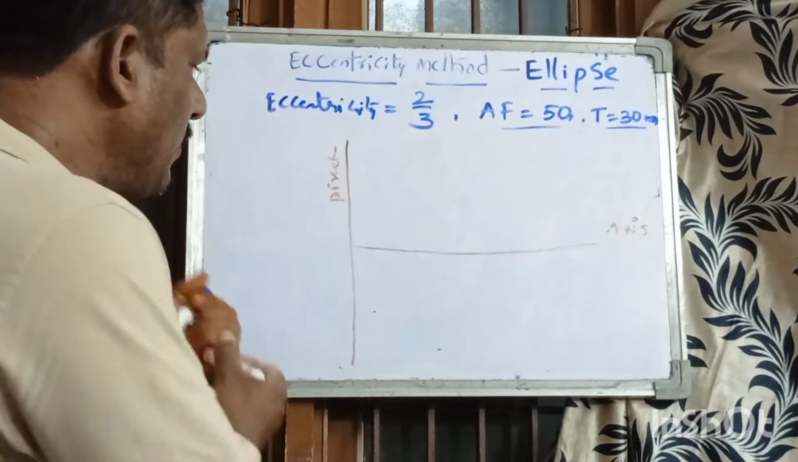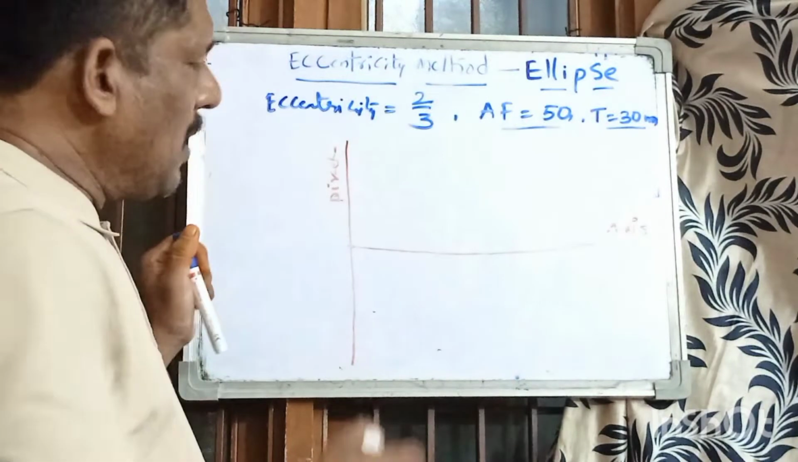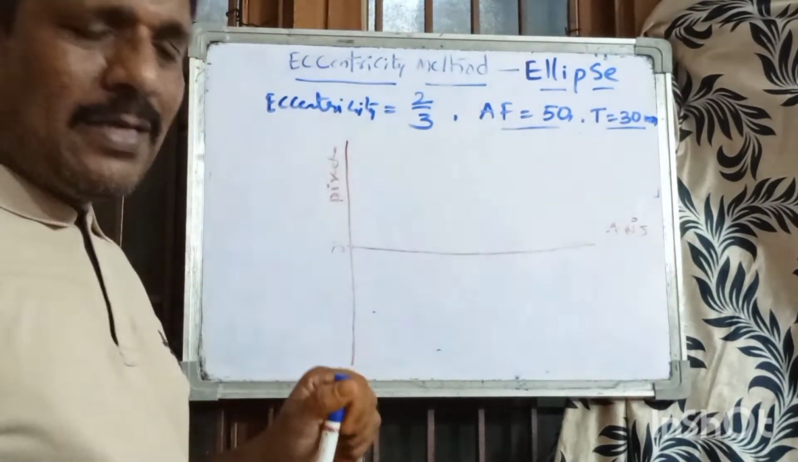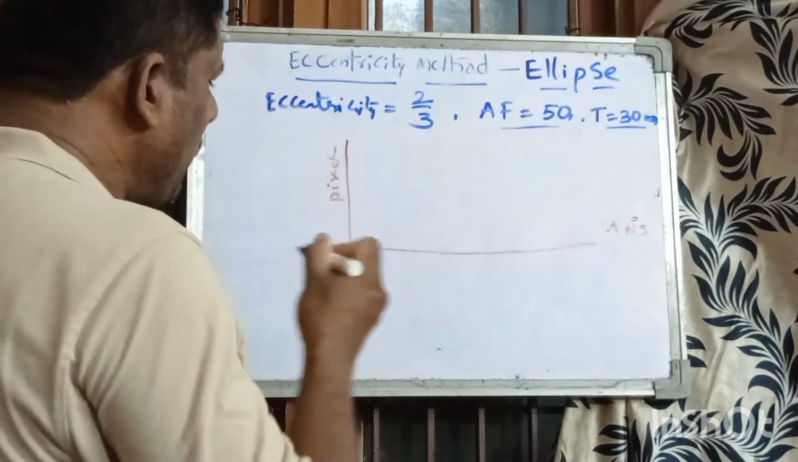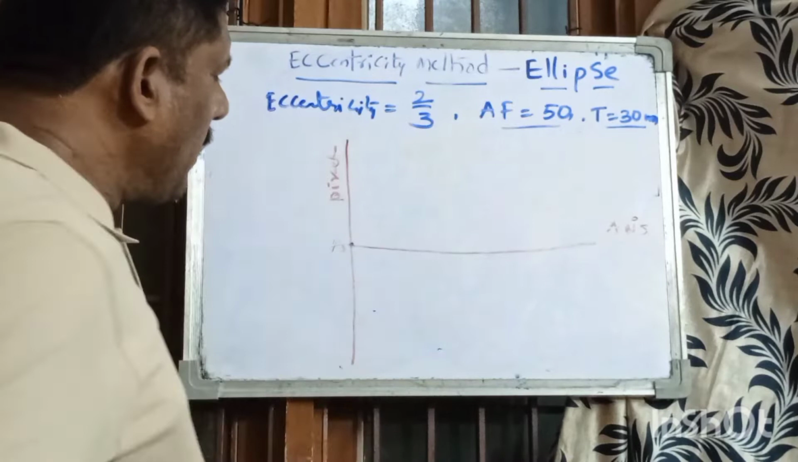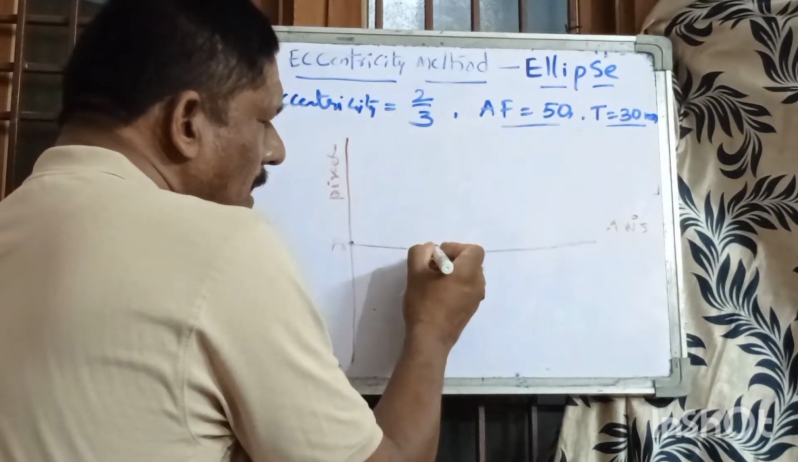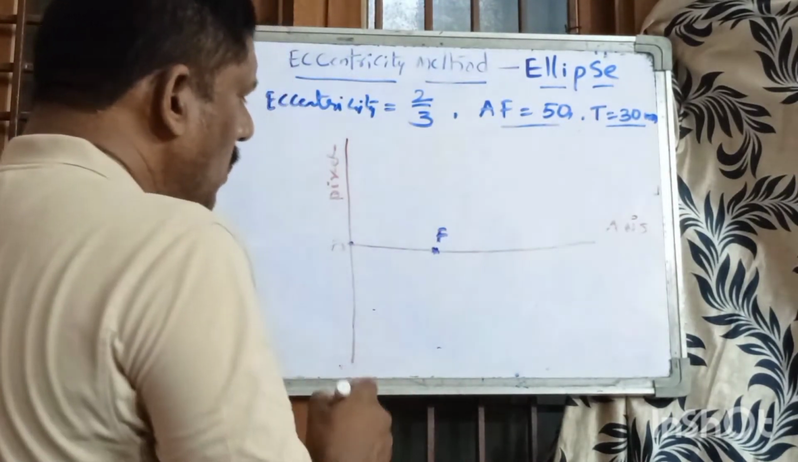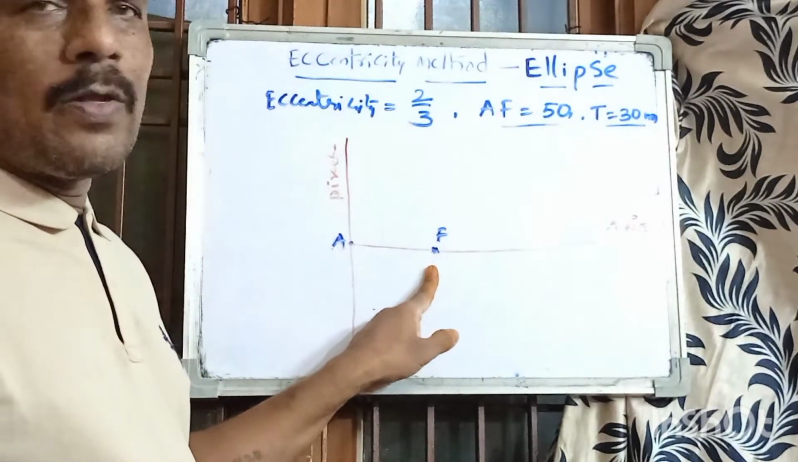The starting point, which is where the vertical axis and horizontal axis intersect, this point is A. And the directrix to focus distance is given as 50 mm. So mark that point, and that point is named F. It is the focus. So directrix to focus, AF, is 50 mm.